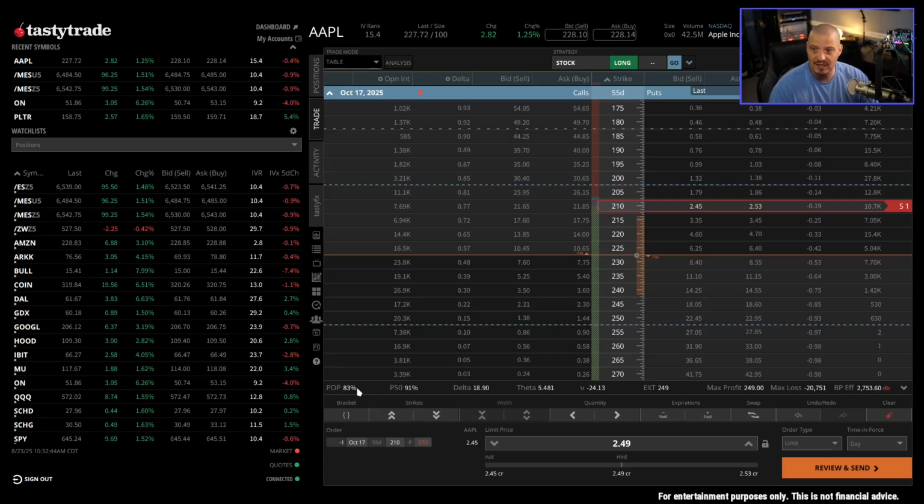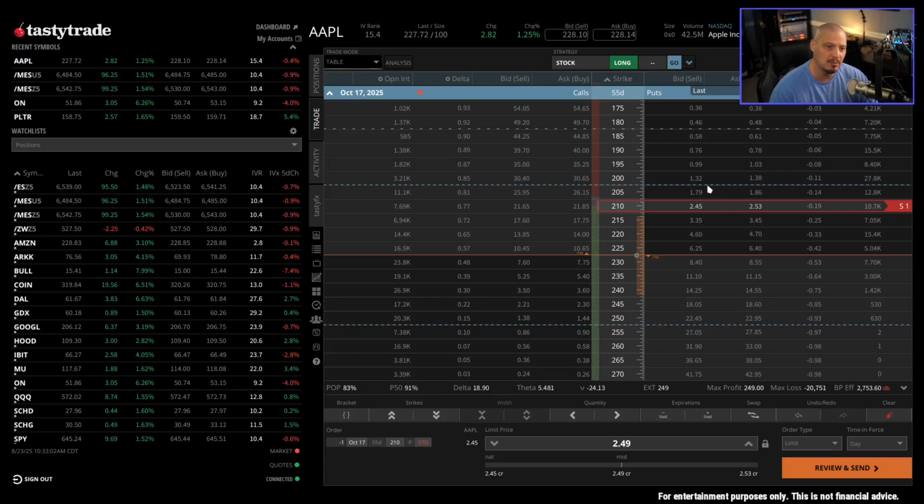If I manage the trade at 50% max profit, which is what most options traders will do, they'll set a profit target of 50%. The P50 number here, the probability of making 50% of profit at some point in the life of this trade, is 91%.